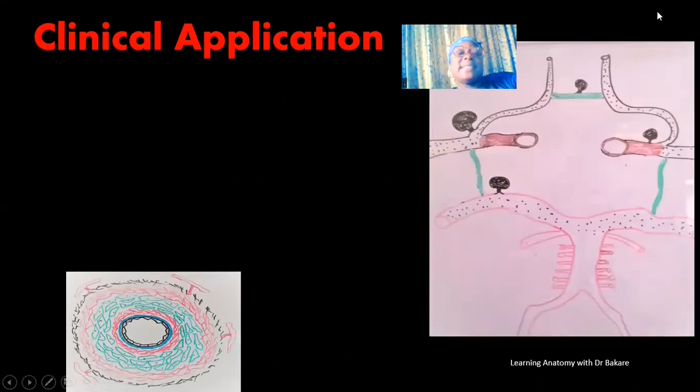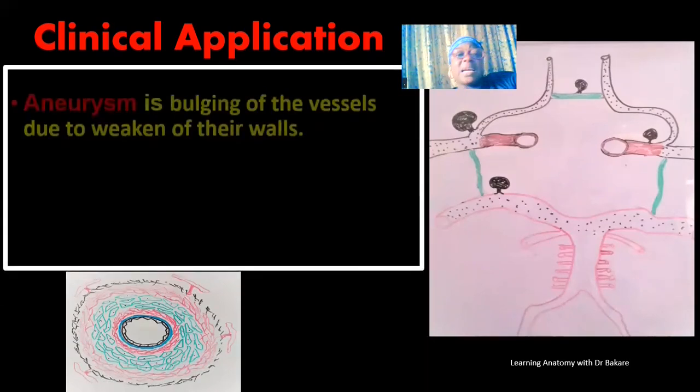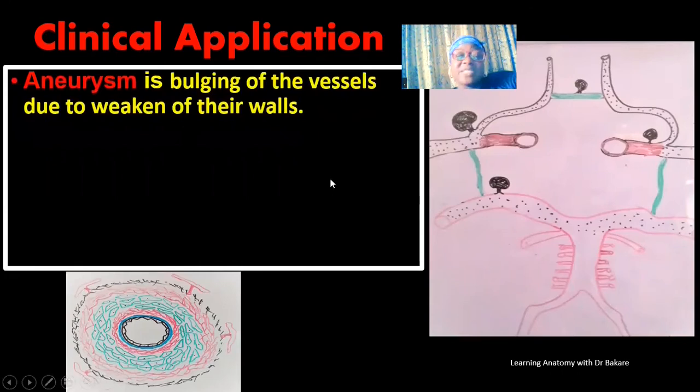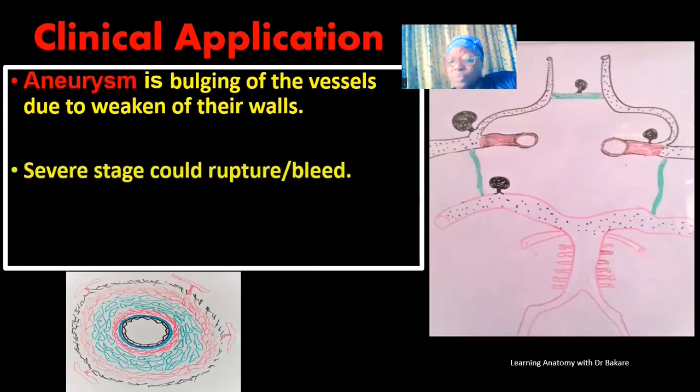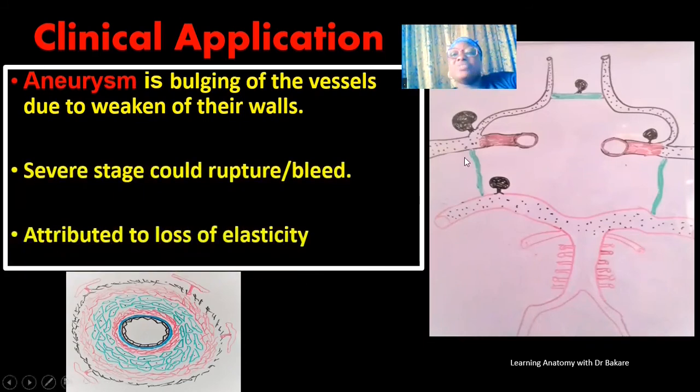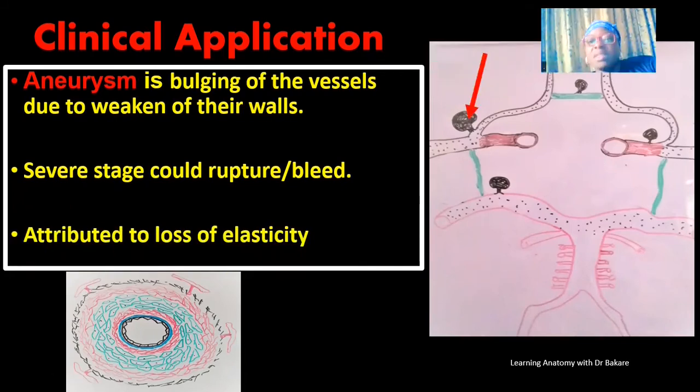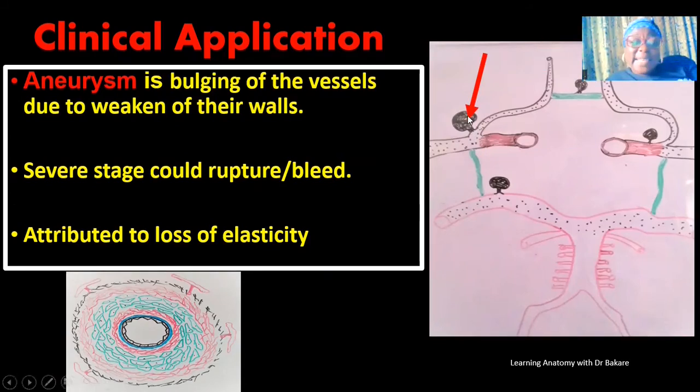So let's try and relate this to clinical application. The first one I want to relate to the histological presentation of arteries is aneurysm. Aneurysm basically is the bulging of blood vessels, and this is due to weakening of the wall. And of course, if this is severe, it can rupture and result in bleeding. This is attributed to loss of elasticity. This is an aneurysm. This is the blood vessel, and you see a bulge on the wall of the blood vessel. So if we link this defect or abnormality to the histological presentation of the arterial wall, we see that the target will be the tunica media.